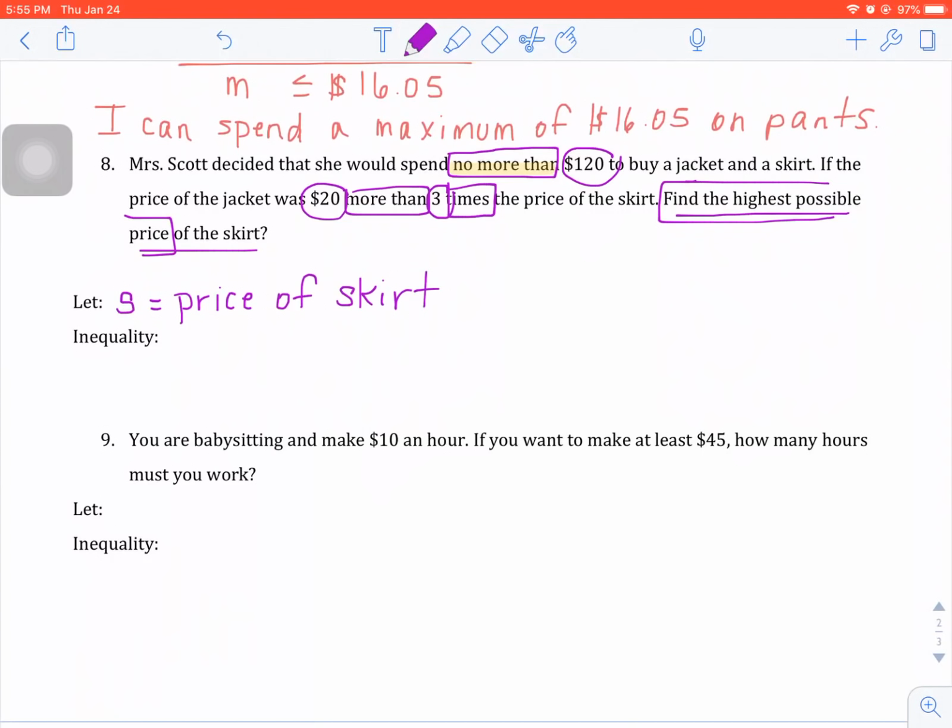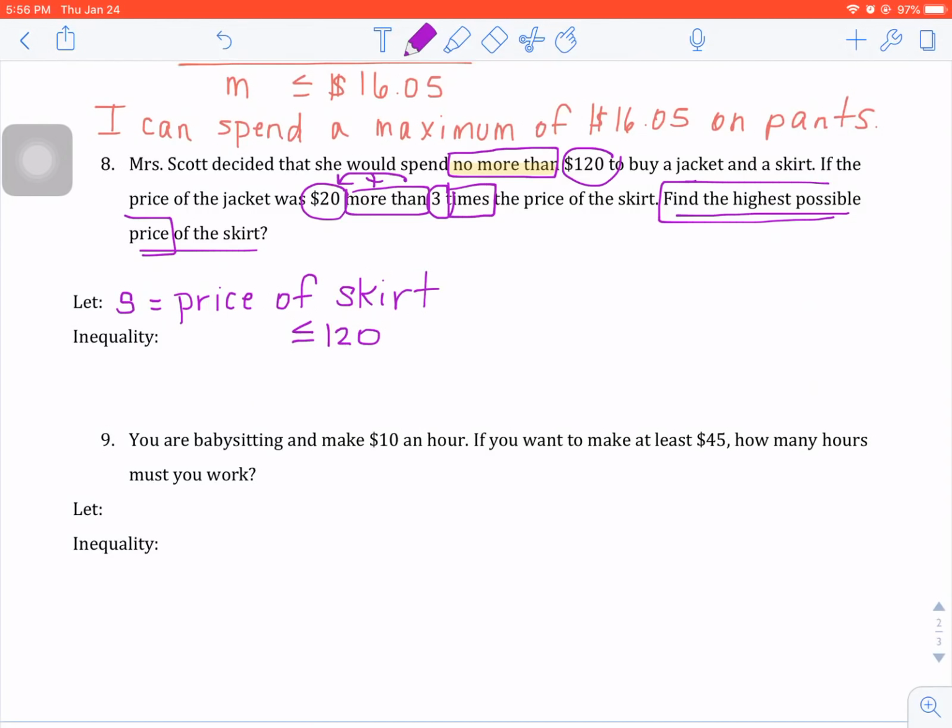Okay. So I know that Mrs. Scott is going to spend no more than $120. So that means we're going to have less than or equal to 120. So she bought a jacket that was $20 more. So more than is going to be addition. But remember, when you see than, it's also a turnaround word.